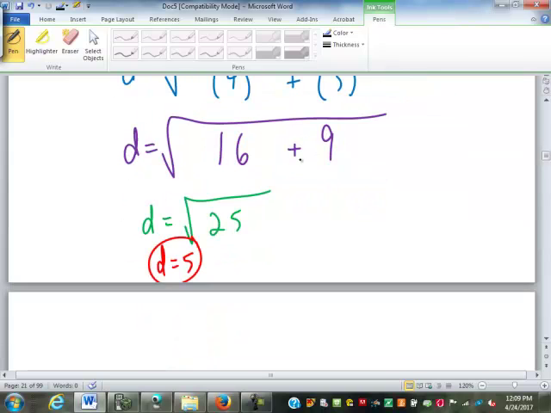Now, technically, when we do a square root, there's 2 answers. It would have been 5 or a negative 5. But since we're talking about a distance here, the negative answer doesn't make any sense. Points cannot be a negative distance apart. So the positive 5 is the solution that we want there.